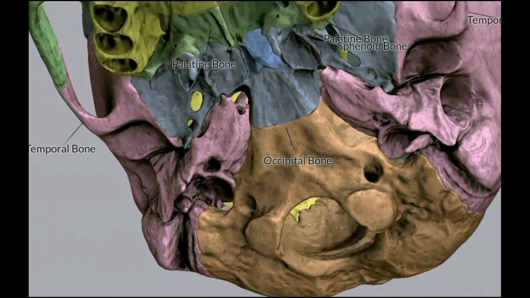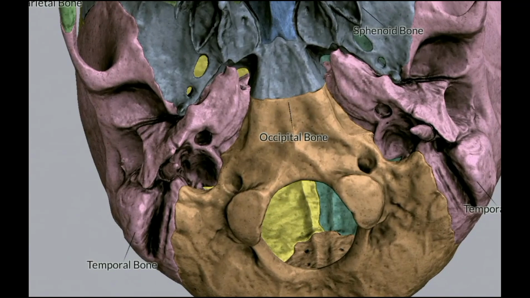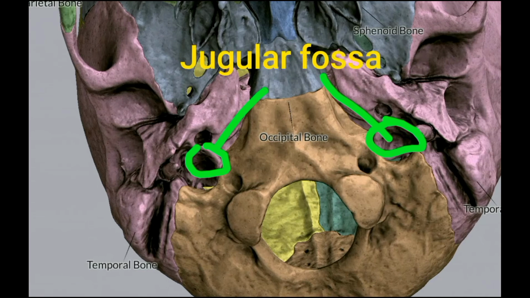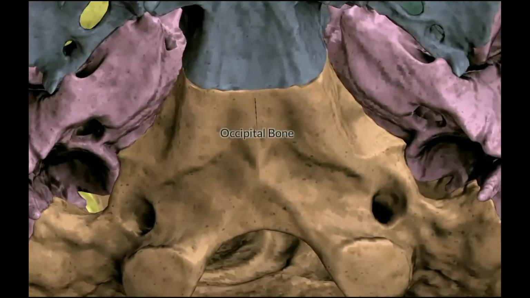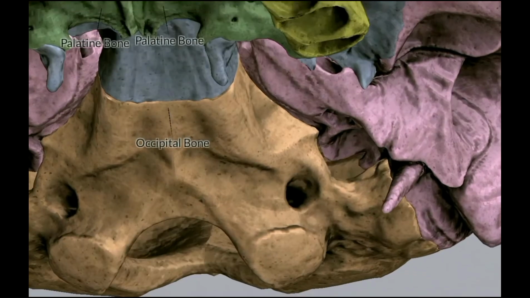Jugular fossa is related to the internal jugular vein. It forms the floor of the middle ear or tympanic cavity, the jugular bulb you can say. Jugular fossa is that. Floor of the middle ear, and just below and behind the jugular fossa you will see the jugular foramen.